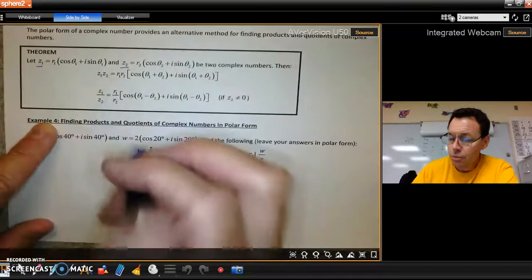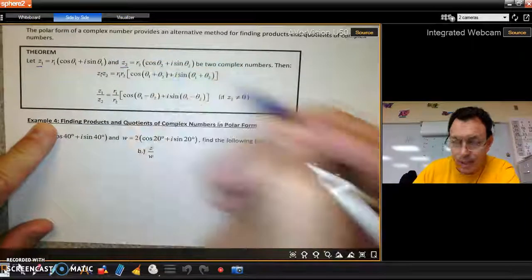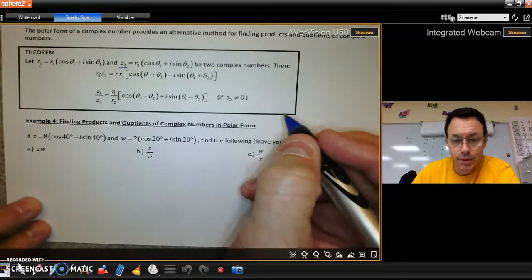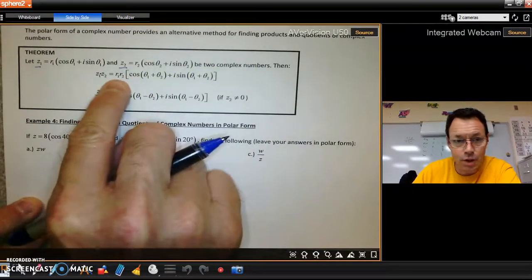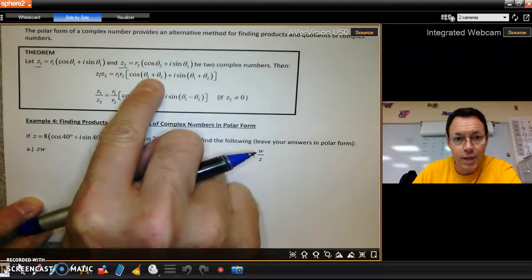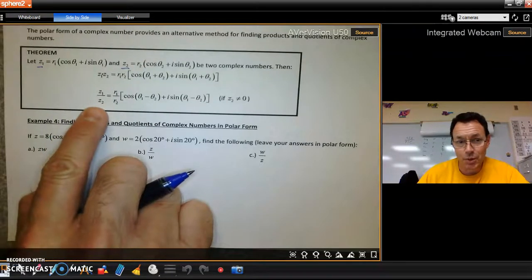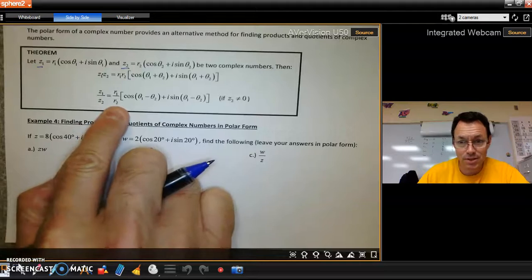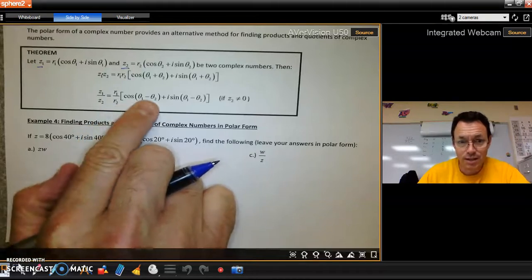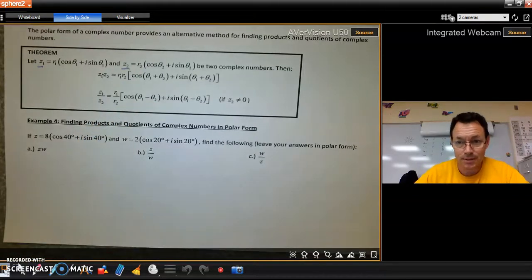Okay? To multiply, so Z1 times Z2. You literally multiply the two R's together. You add the two thetas together. And you are done. Okay? That's it. That's all you do. To divide two numbers in polar form, you divide the R's, you subtract the thetas, and then you're done.